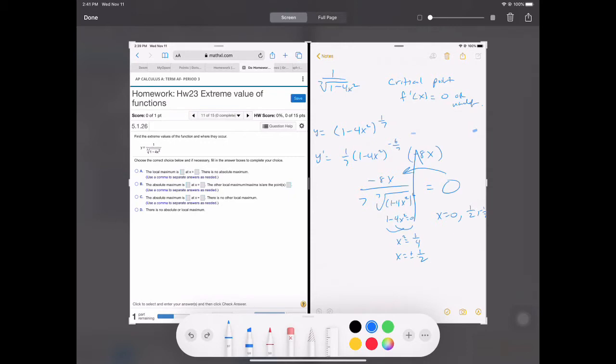Alright, so then we're going to go ahead and follow up with this. We're going to draw a number line here. And we have 0, 1 half, and negative 1 half. So when does this graph go to 0? Again, we said that happens at 0. And then we have an undefined. So how do the slopes look? Let's go ahead and look at the slopes.